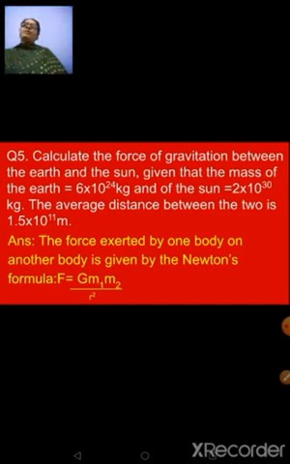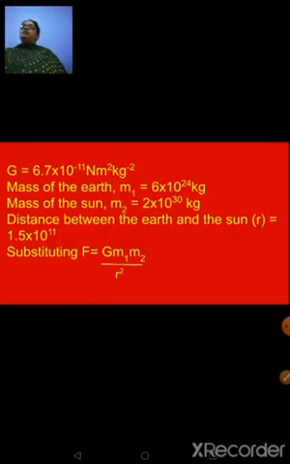So in the place of capital M and small m, I'll replace them by M1 and M2. M1 will be assumed as the mass of the earth and M2 will be taken as the mass of the sun. And R is the distance between the sun and the earth. So now see, universal gravitational constant, that is capital G value, you all are aware, that is 6.7 into 10 raised to minus 11 Newton meter square kg raised to minus 2.